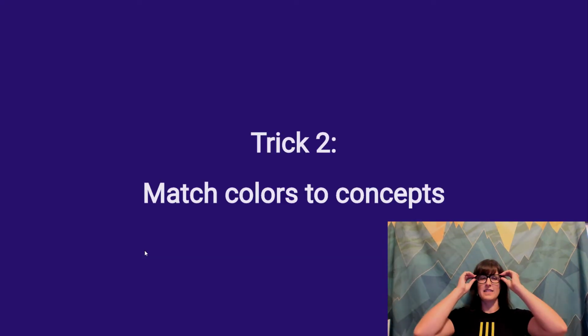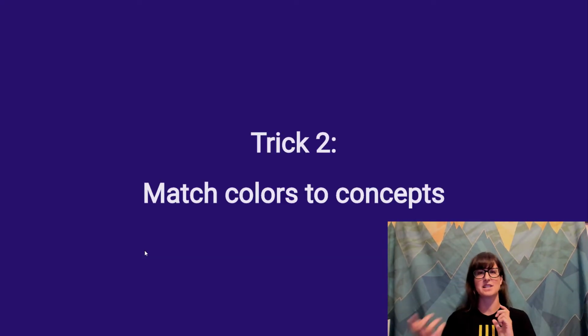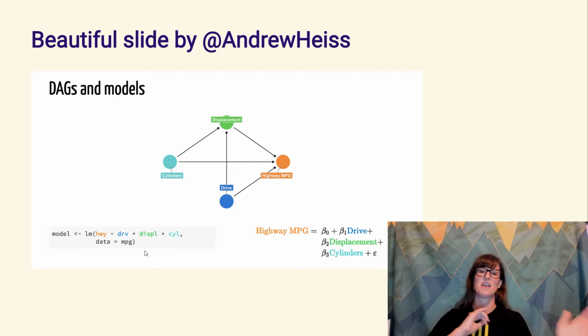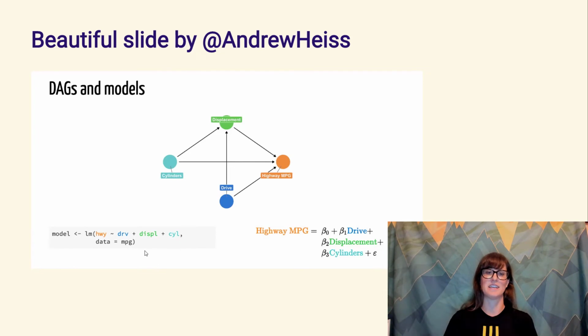All right, second thing that I love to do with this is to match the colors in the code to the concepts. So this was inspired by this great slide made by Andrew Heiss. You can find him on Twitter. This is awesome. He has made a diagram and also a set of code and also an equation where the matching elements are the same color in each spot.